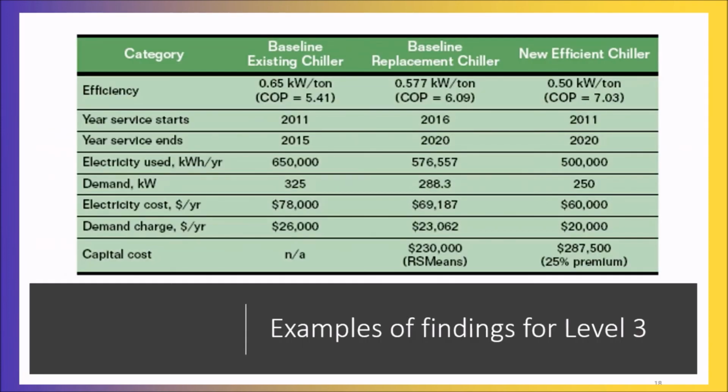These are the findings for level 3. You can put down categories for efficiencies, year service started, year service ended, electricity use, demand, electricity cost, demand charge, and also the capital cost. With this detailed capital intensive modifications analysis, you will be able to identify the saving of this measure more accurately.